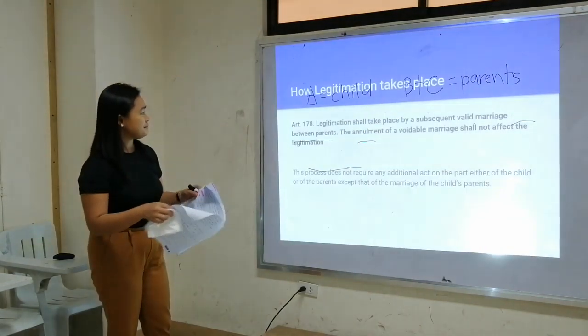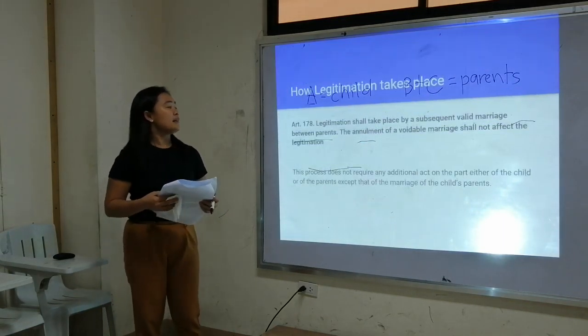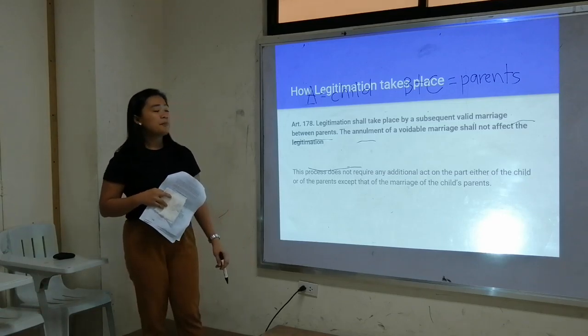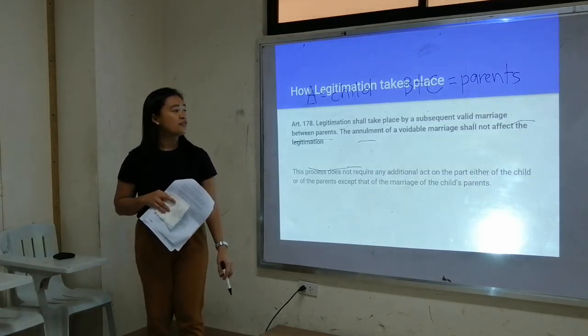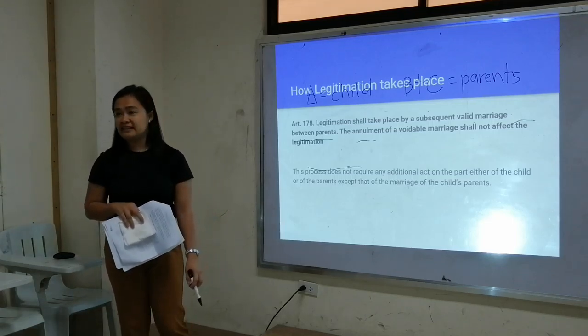Next slide. How legitimation takes place. Legitimation shall take place by a subsequent valid marriage between parents. The annulment of a voidable marriage shall not affect the legitimation. Next slide, please.